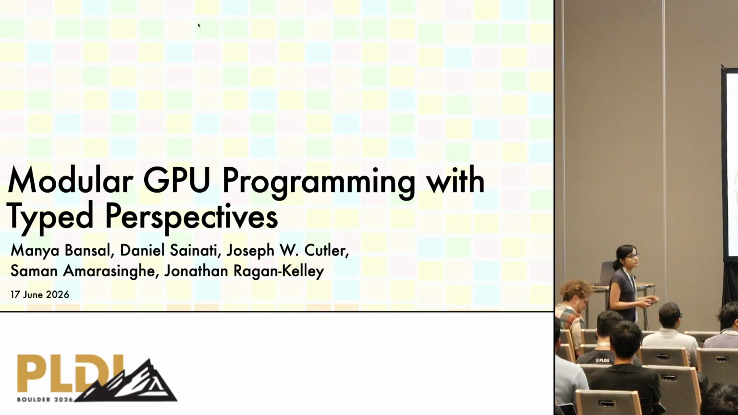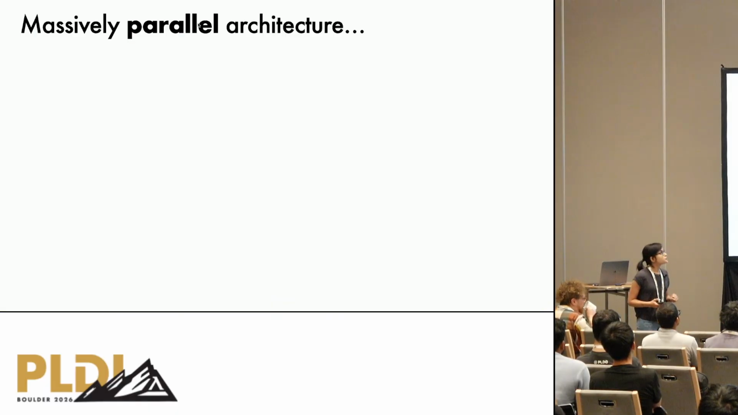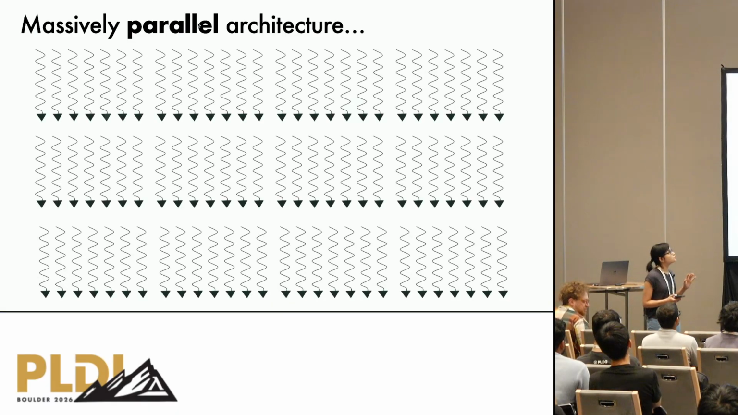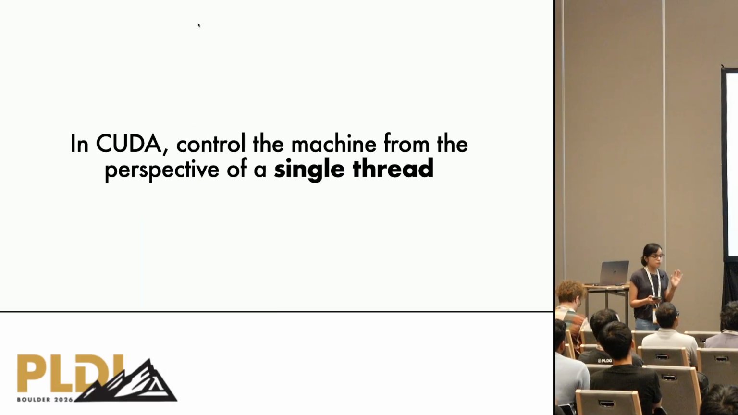Okay, awesome. So I'm Manya, and today I'm going to be talking about our work that enables you to write low-level and modular programs for the GPU. Before I start, I want to give a quick refresher on GPUs. On a GPU, execution happens thousands of threads at a time. It's a massively parallel architecture. And the most popular way to program GPUs is to use CUDA. In CUDA, you control the machine by defining the behavior of a single thread.